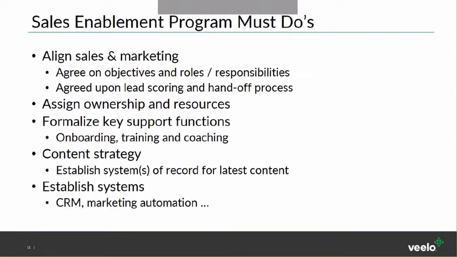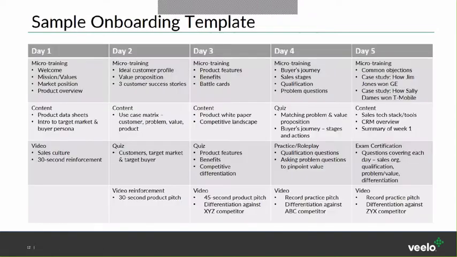And then finally, establish what systems and tools you need, whether it's CRM, marketing automation, or maybe a coaching tool, maybe an onboarding tool. In my mind, these are some of the very basics that you need to tackle.